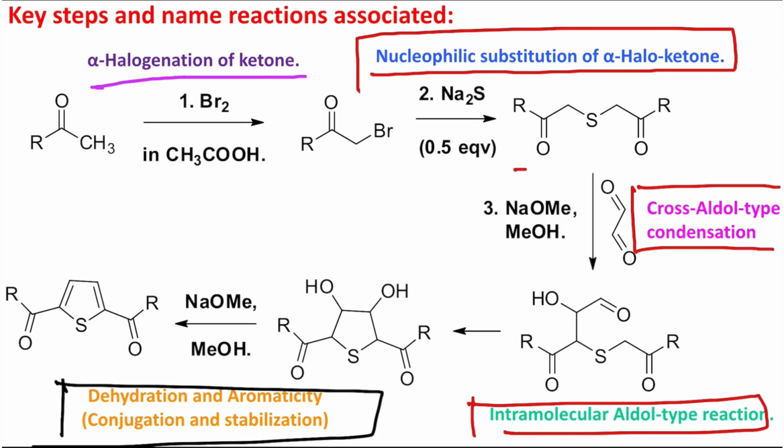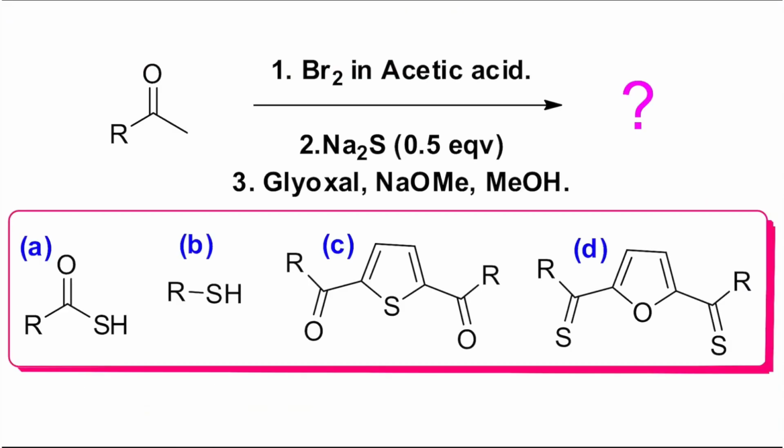Now student, you can see every step is associated with one type of name reaction, and that is the reason why you should learn these name reactions very precisely, step by step. I have already discussed them in many videos. I request you to visit them if you have any difficulty in understanding. So this is the overall discussion. Now based on that, we can conclude what the answer is. The answer is this one, option C.